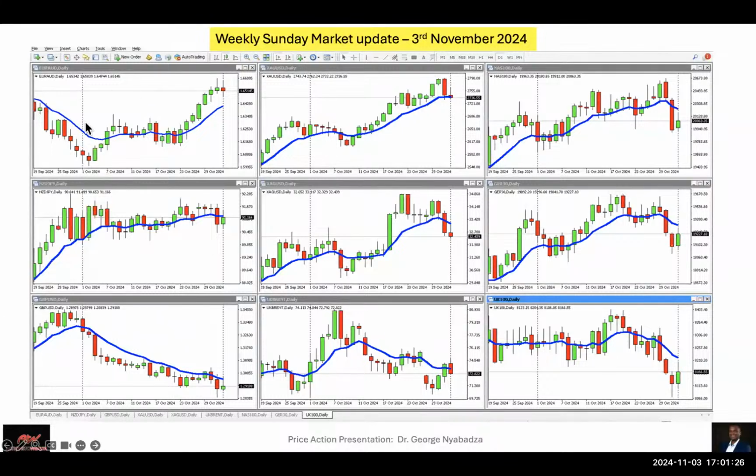Euro versus Aussie. Now, this is the daily chart, but this is a month, of course. The month started here and ended here. So Euro Aussie was a bull trend for the month. Bull breakout at the beginning of the month, and then it went sideways, a trading range, and then another bull breakout.